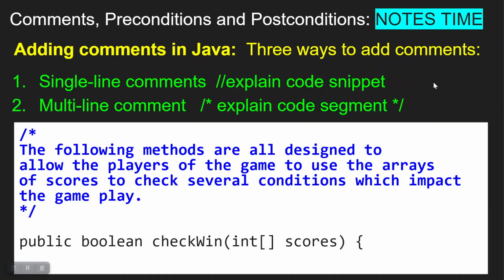You can also do a multi-line comment by doing /*, and then you would go on and explain a code segment. And then when you're done with the explanation, you do */ again. So a multi-line comment would typically be used to describe a larger section of code. And not just a small section, but a larger segment. And so you could do something like this, /*. The following methods are all designed to allow players of the game to use the arrays of scores to check several conditions which impact the gameplay. And then */.